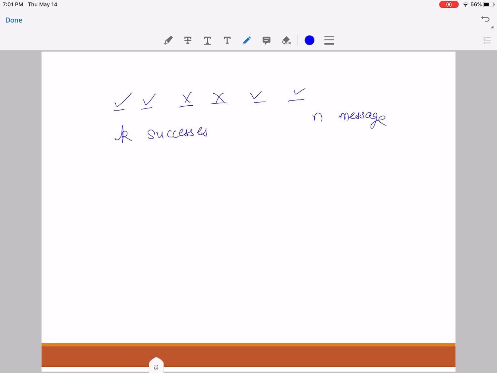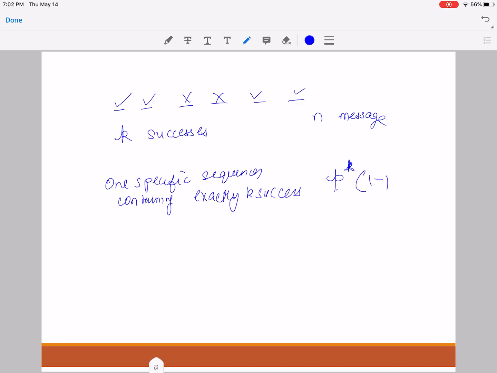If you were to consider one specific sequence containing exactly k successes, then its probability is going to be p to the k, because success probability for any one message is p, and you are observing k successes, times 1 minus p, which happens to be the failure probability, to the n minus k, where n minus k messages have failed. So that's going to be the probability of one specific sequence containing exactly k successes.